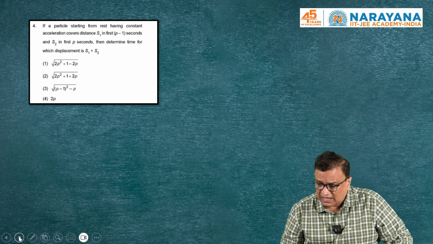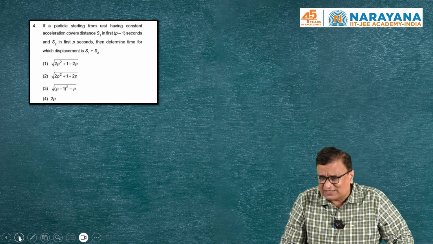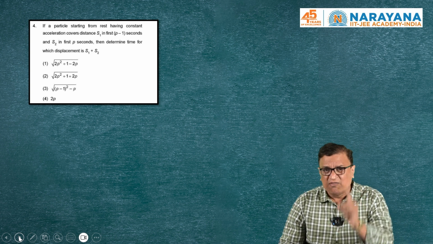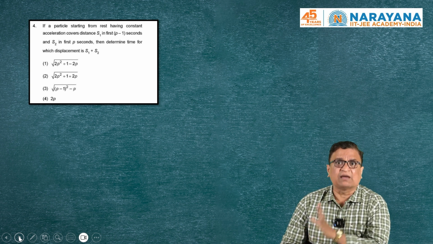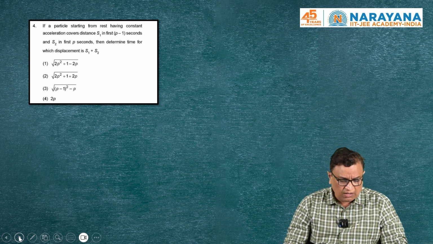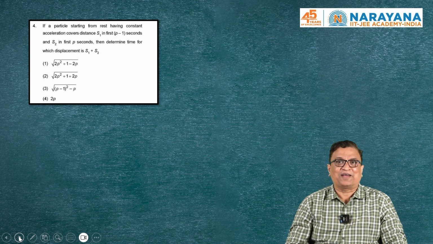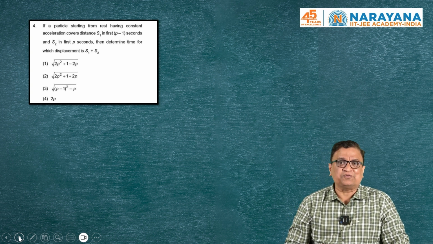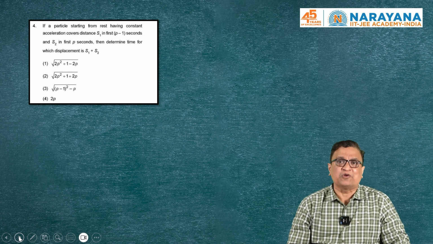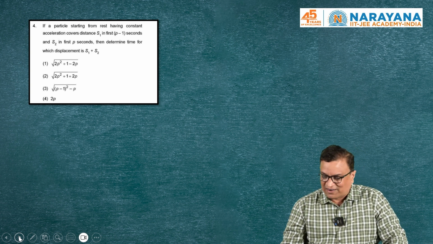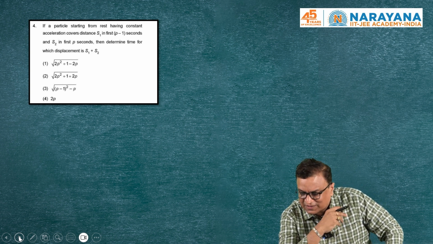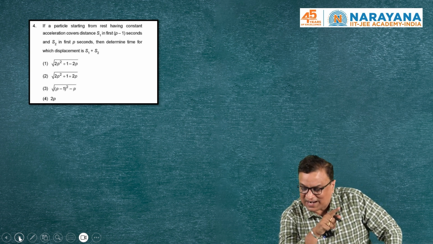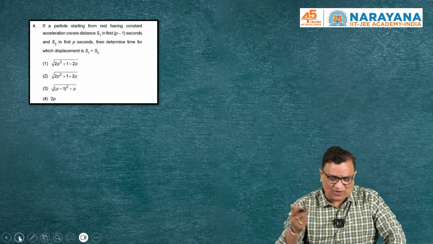If a particle starting from rest, kinematics, this model, almost every paper had this question. Please remember, every paper has almost the same model. So, you are very fortunate batches, because you can even sense what the question paper is going to be for your upcoming session. If a particle starting from rest having constant acceleration covers a distance s1 in (rho minus 1) seconds and s2 in rho seconds, determine the time for the displacement s1 plus s2.